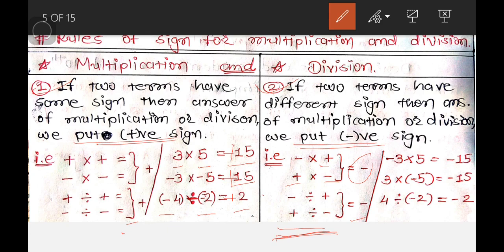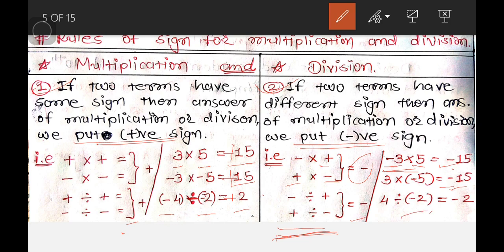Here is the given example, minus 3 multiplied by 5. First we multiply 3 by 5, then 3 multiplied by 5 is equal to 15. Here both terms have different signs. So here we put a minus sign. Second example, 3 multiplied by minus 5. First we multiply 3 by 5, equal to 15, and here both have different signs, then we put a negative sign.